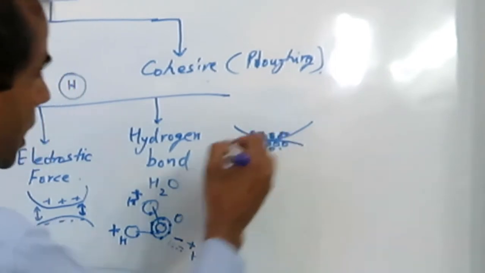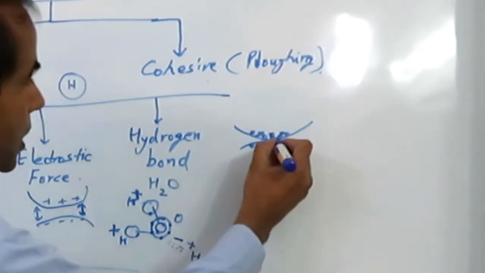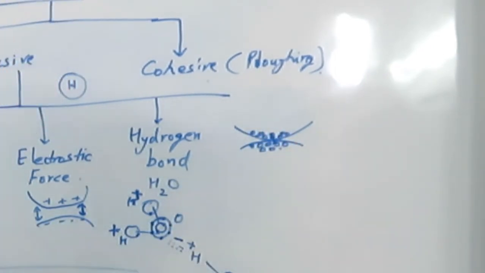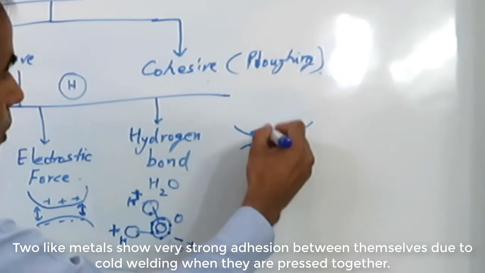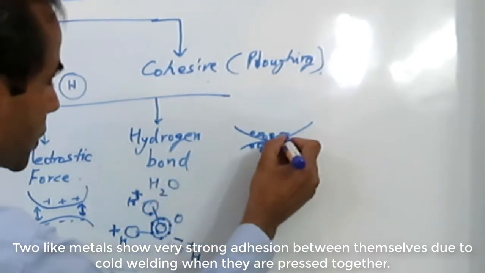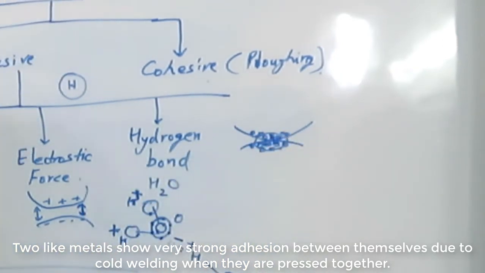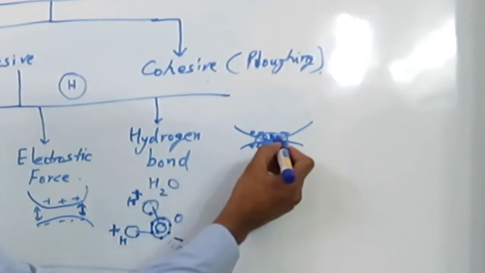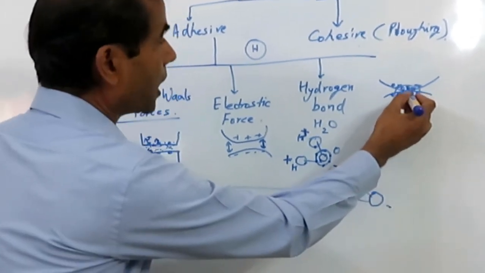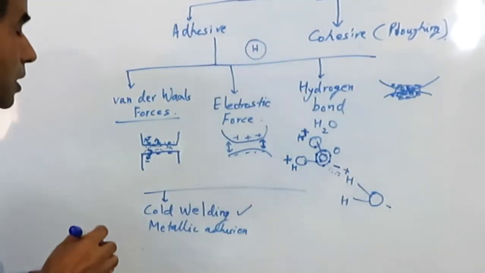Because they come in such close contact, there will be some diffusion depending upon the time. Of course, the diffusion will take some time, but these atoms will move towards each other. So they will form a very strong bond, which is almost like a welding. That's why this is known as cold welding. Whenever two metal surfaces are close together, this kind of diffusion will take place, and this will form a cold welding junction, and this will also contribute to adhesive force.